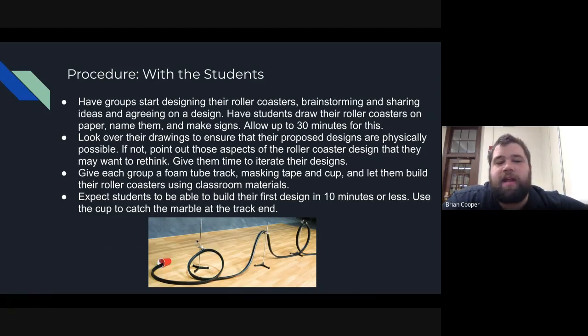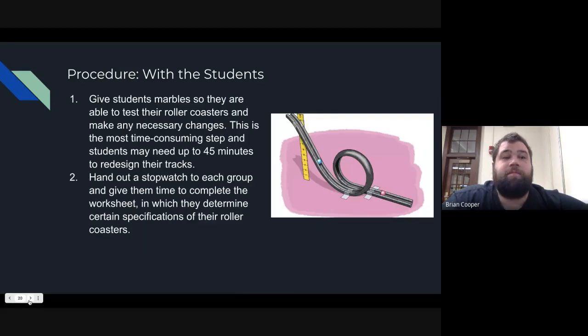As you can see, they utilize, what are these called? Ring stands. Yeah, the ring stands as helpful parts of the roller coaster. There are different parts of my classroom that I let students use. They are free to be as creative as they want.